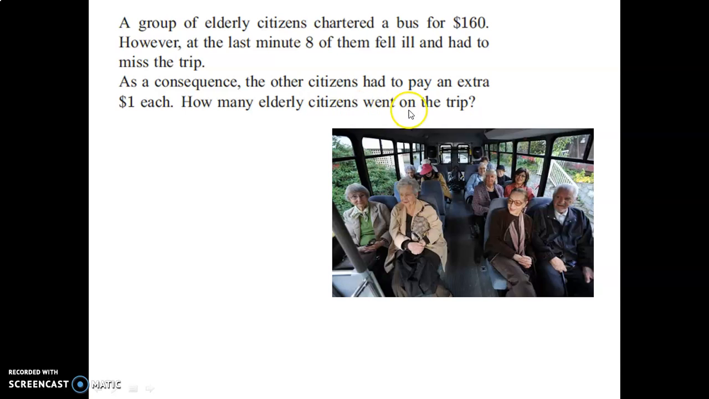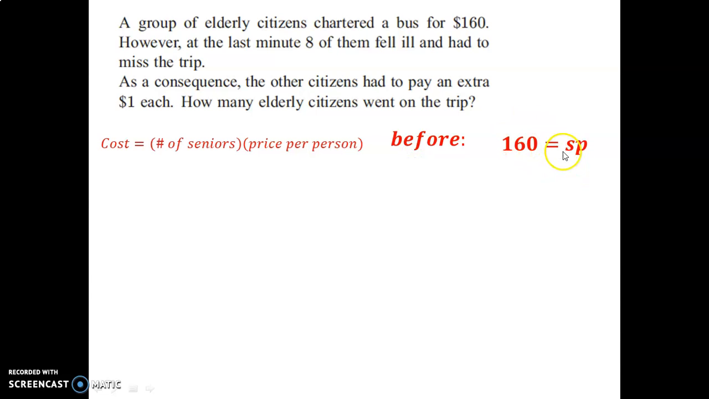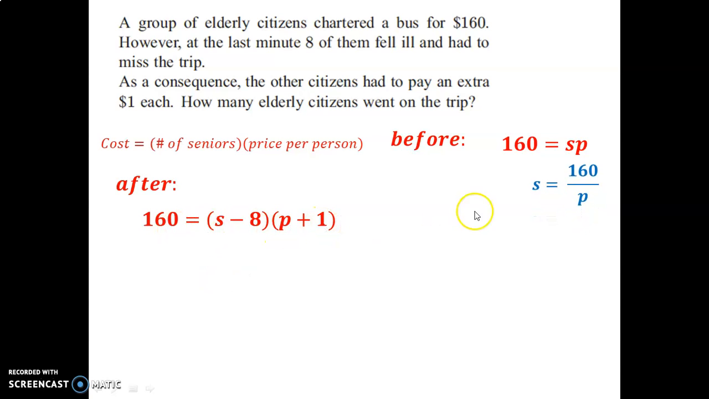How many seniors were there on this trip? Take a look at the work. So the cost of the bus is the number of seniors times the price per person. Before, we knew the bus cost 160, so some number of seniors each paying a certain price gives you the 160 total. However, after, they're still paying 160, but the number of seniors decreased by 8, and the price that each one paid increased by 1. So here's our new equation. This one has S and P in it. So here we're going to solve for S, or P. You could have done P also.